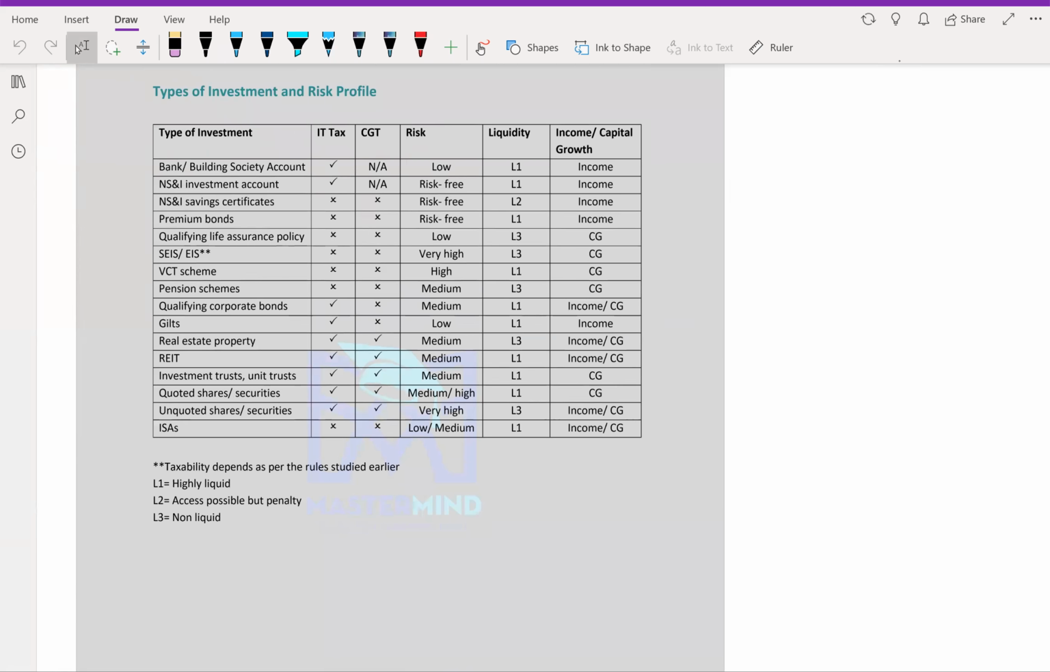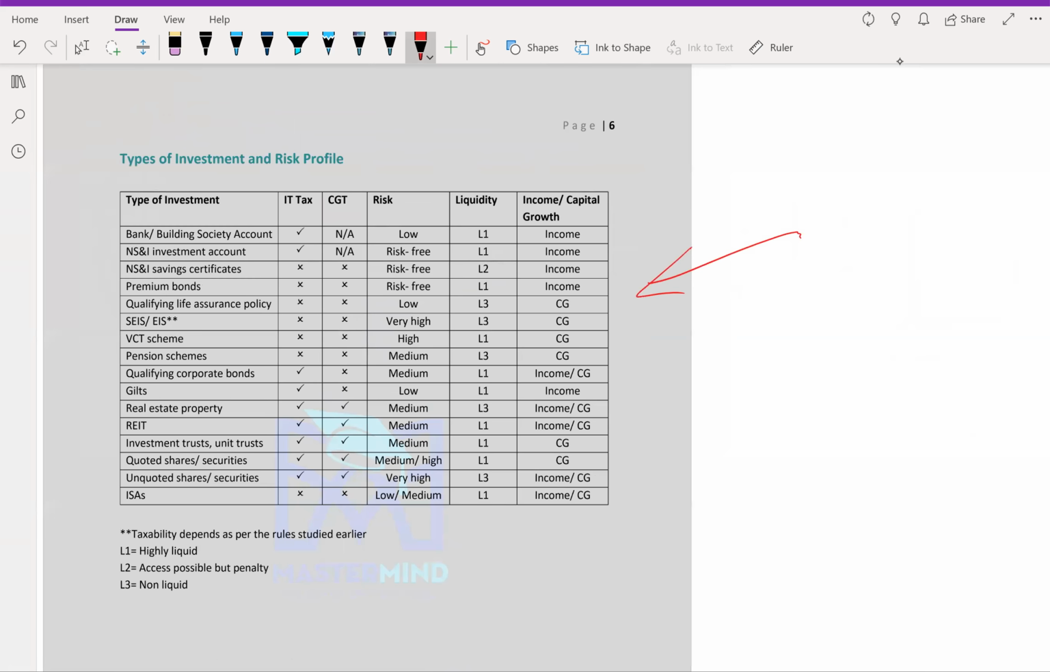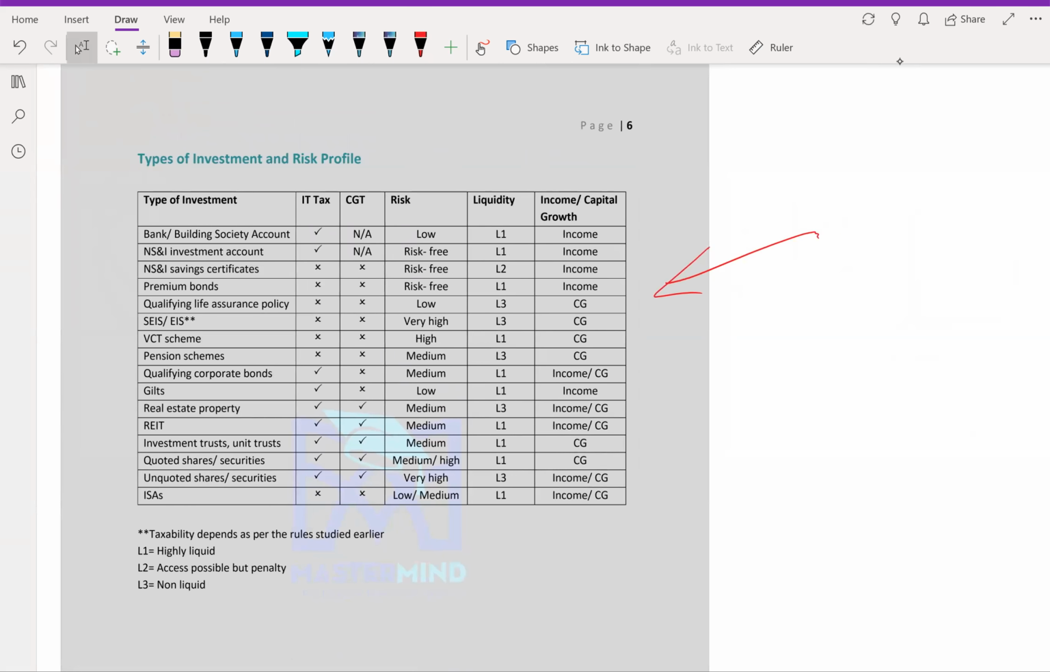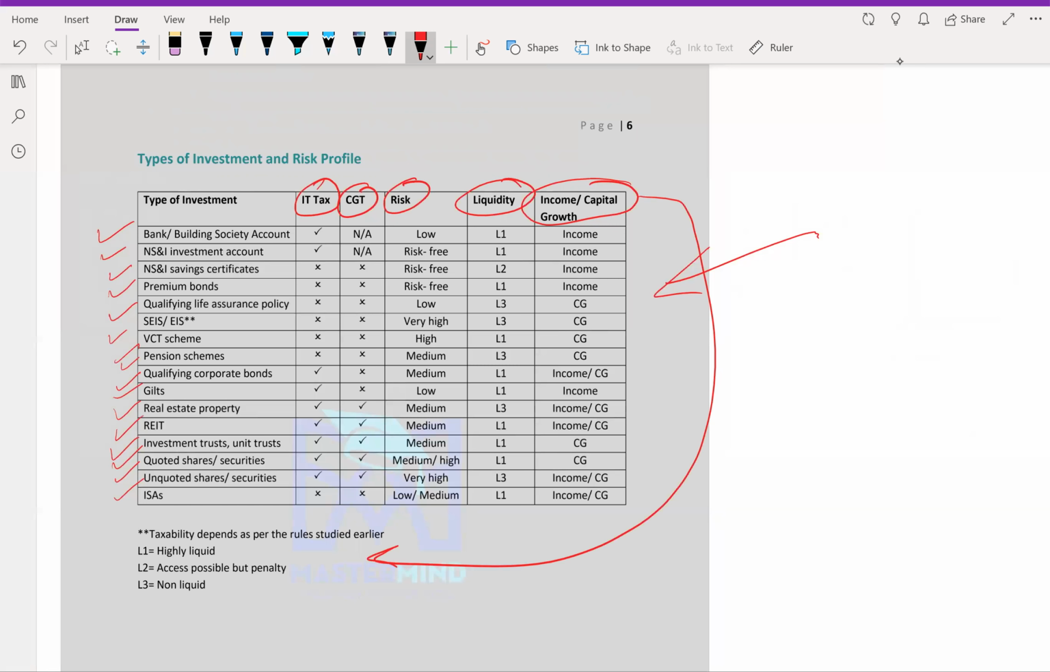Now, there's a table that I have put out for you, right? I want you to read this table and try to understand what it says. There are various types of investments that I've put out. You know all of these, you've heard of all of these, you've studied all these, right? Make sure you understand the income tax implication, CGT implication, risk profile, liquidity, and income and capital growth. The key is over here.